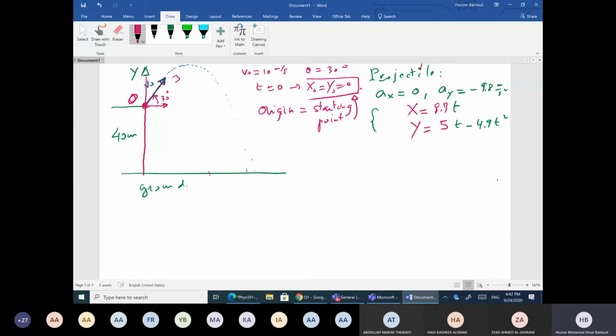Okay, now we can ask as many questions as you want. At t equal to zero, the object starts its motion. So the first thing you can do is an experiment: you and your friend Abdullah on the roof of the building, he throws the ball in this direction and tells you, come on Ahmad, sit here and tell me when the ball arrives. Find the time when it hits the ground.